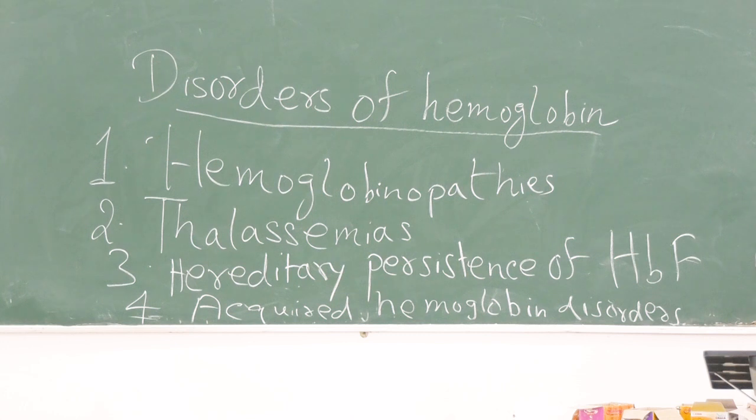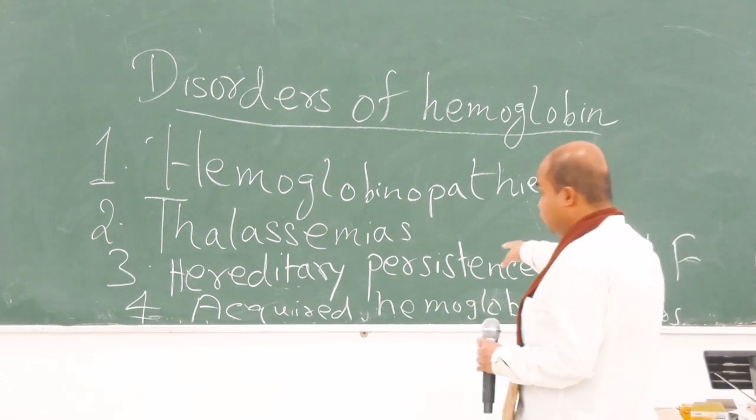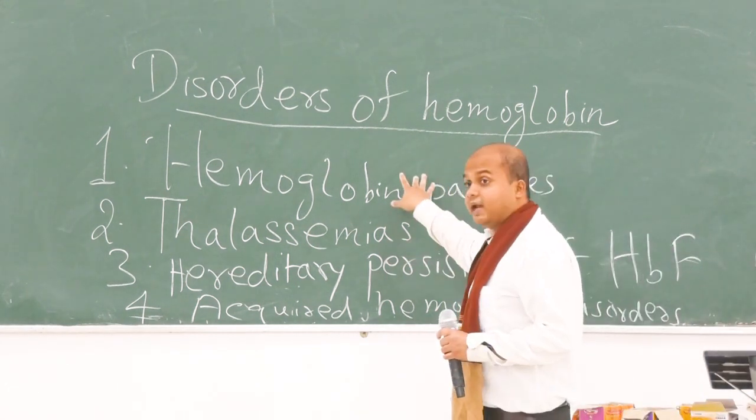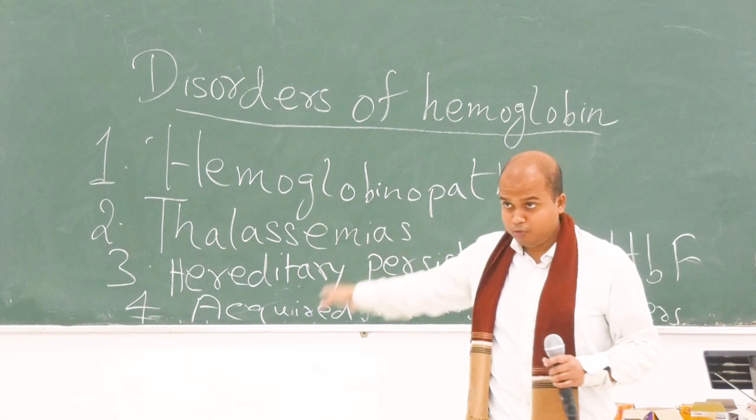But there the defect is not in structure. Structure is okay, but there is reduced synthesis of these globin chains. Globin chains are named according to Greek letters. Either there is reduced synthesis of alpha chains or there is reduced synthesis of beta chains. Reduced synthesis of globin chains leads to different types of thalassemias.